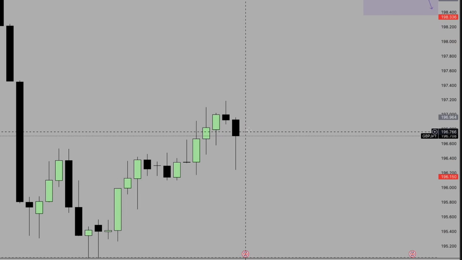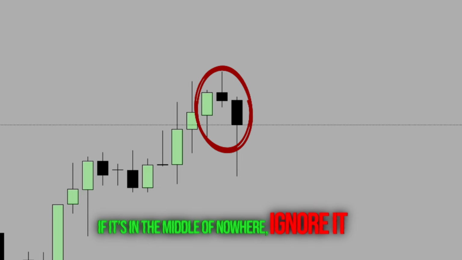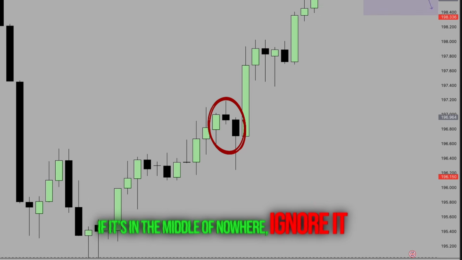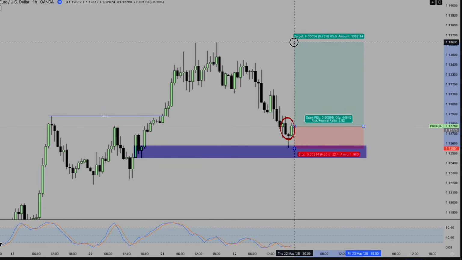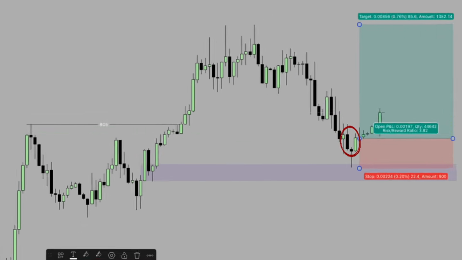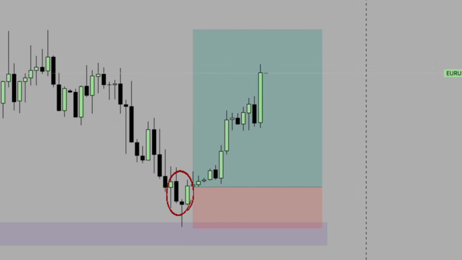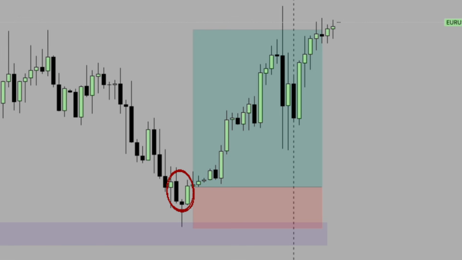Now listen to this. This is where most traders get it wrong. I don't care if it looks too perfect. If it is in the middle of nowhere, just ignore it, because it's going to go against you. I only trade them when it forms at a key supply or demand zone, after a break of structure or a liquidity sweep. That is when these patterns become dangerous in a good way. When you catch it in that spot, you are entering right before the crowd sees what is happening.